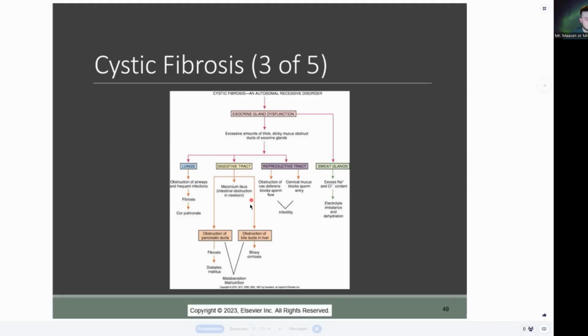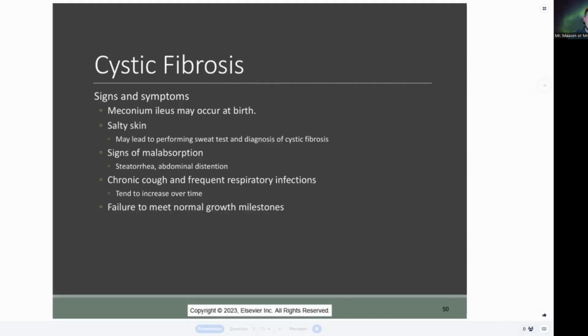So there's other conditions. This is a little bit overcomplicated. I wouldn't worry about this. I think you'd want to know that cystic fibrosis is an autosomal recessive disorder, so genetic link, and large amount of mucus production because of its effect on exocrine glands. That's how you'd summarize it, right?